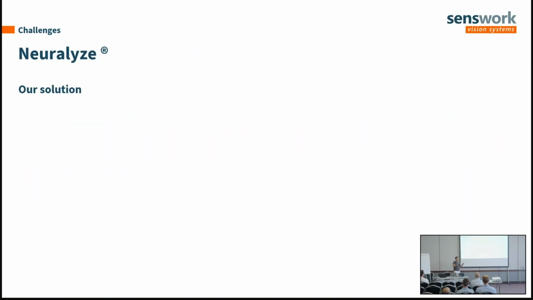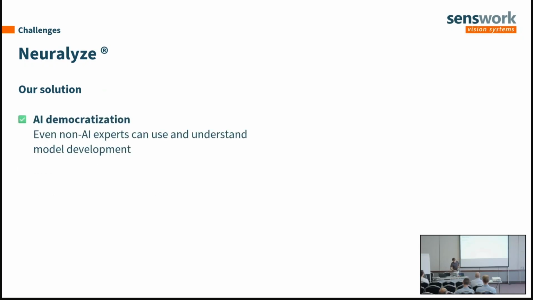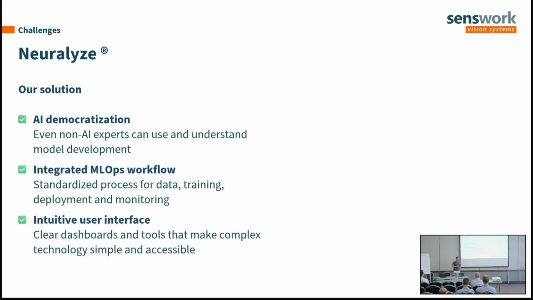So we know now the challenges, or at least I've shown you the challenges. With Neuralyze, we want to make things easier for the whole process, to make things less complicated. So first, we have AI democratization. It is just a big and fancy word to make AI accessible to everybody, so also to non-AI experts. So you don't need to be an expert in order to access such tools, right?